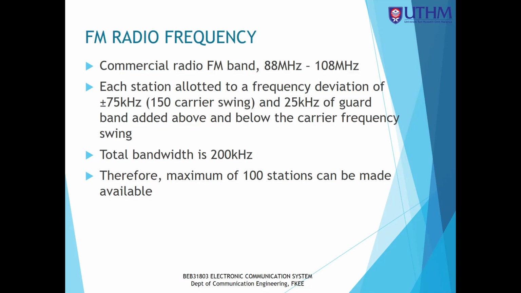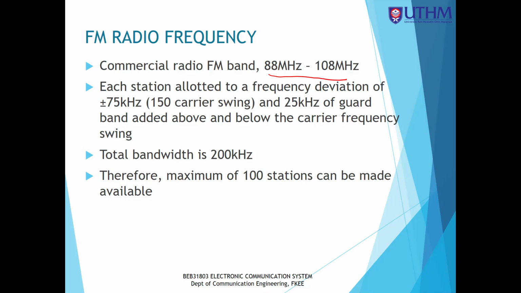A very simple question. If you see from here, it shows that the commercial FM radio band is between 88 until 108 megahertz. So this is the total FM band. If you can see from your radio, either in your car or at home, you can see that the FM frequency is between this frequency band.